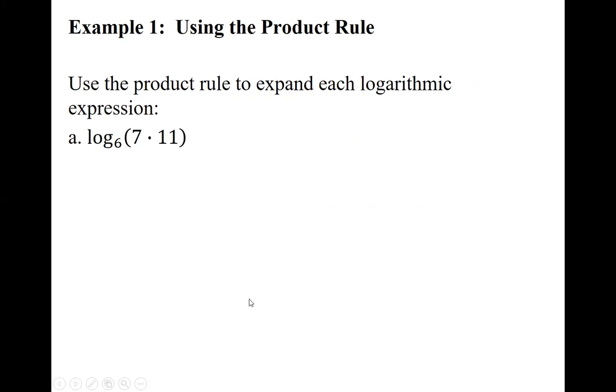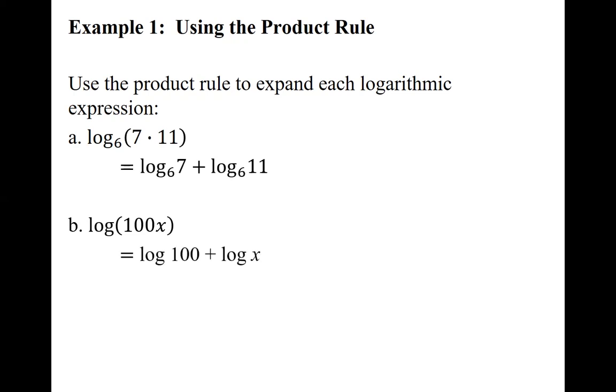If we had log base 6 of 7 times 11, that would be the log of the first plus the log of the second: log base 6 of 7 plus log base 6 of 11. If we have the log of 100x, that would be the log of 100 plus the log of x. And the log of 100, that's base 10. 10 squared is 100, so the log of 100 is 2. So 2 plus log of x.